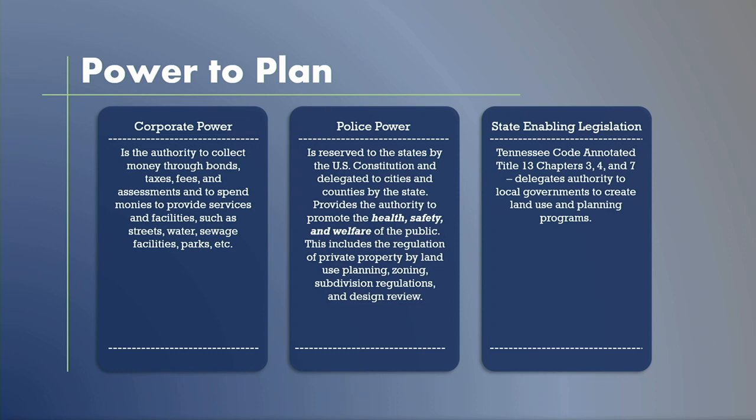The state enabling legislation on the right-hand side of the screen is really just the Tennessee version of the police power. This is the state of Tennessee giving cities and counties the ability to have a planning commission, the ability to have a zoning ordinance, and the ability to regulate private property. So this is a look at the ways in which a community can legally set up a planning commission, design review, or zoning regulations.